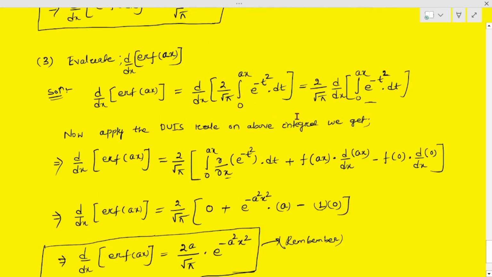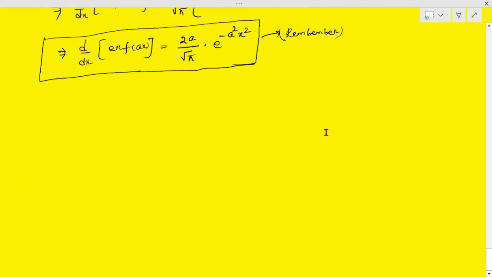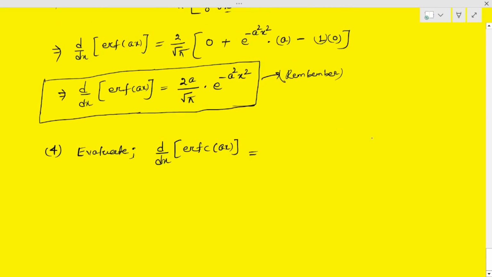Now we are going to go for evaluation of the derivative of the complementary error function. So the fourth one is evaluate d by dx of complementary error function of ax. Complementary error function of x we have already evaluated. Here I'm going to write the answer, you do it by yourself. This answer will be minus 2a by root pi e to the power minus a square x square. Just do it by yourself.